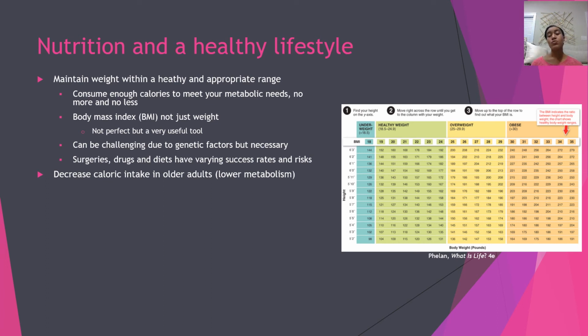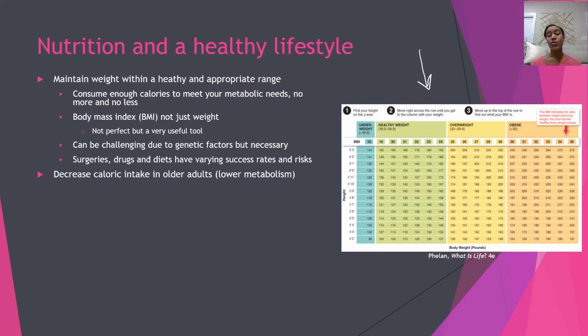You don't want to consume too few calories, and you don't want to consume too many calories beyond what you require just to function, because either way, you can end up with serious health problems. A way to figure out what a healthy weight range is for you is to use a BMI chart. Your book included this chart here, and BMI stands for body mass index. It takes into consideration not just your weight, but also your height.